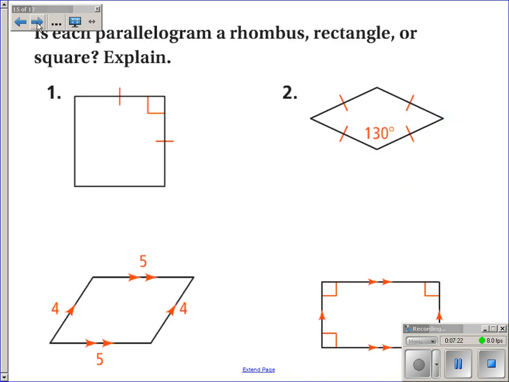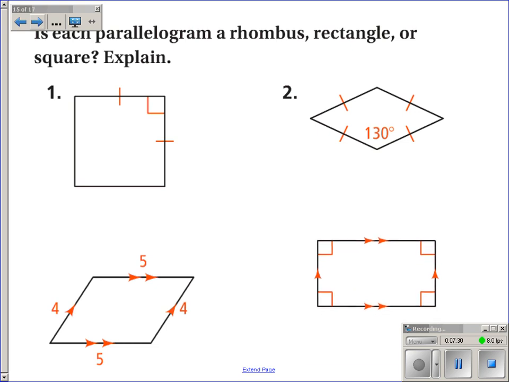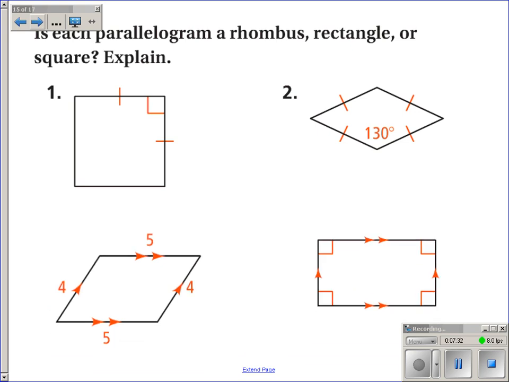Okay, I found y and the length of each side. Okay, now is each parallelogram a rhombus, rectangle, or square? So I want to use the most specific name possible to identify these polygons. Okay, now in number 1, I know it's a parallelogram. Okay, so I know the opposite sides are congruent. So these are also congruent. Okay, so we know it's a rhombus.